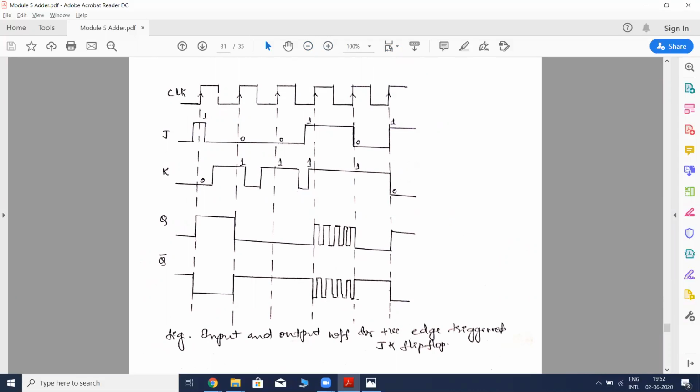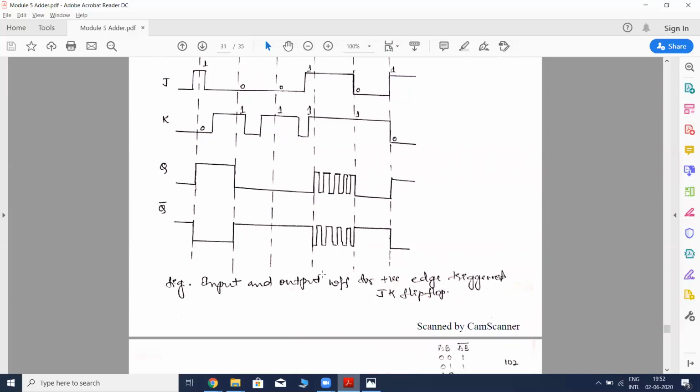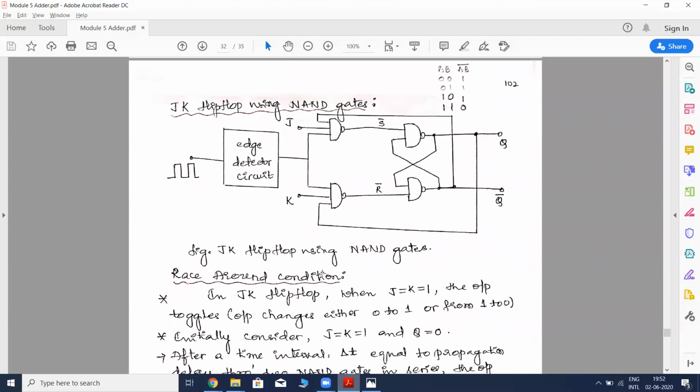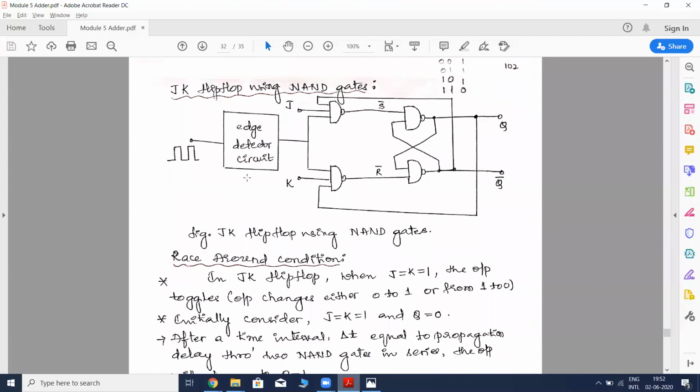See, this is the condition which is called as the race around condition. The meaning of that is output is continuously changing from 0 to 1 and 1 to 0. And what is the state of the flip-flop, that could not be determined. So that is called as the race around condition.